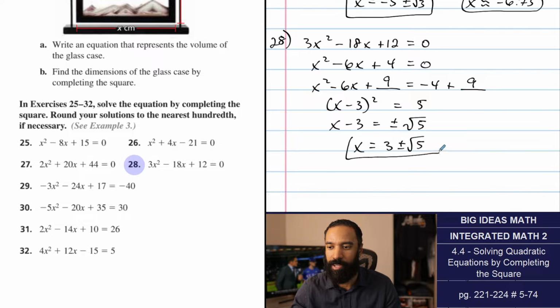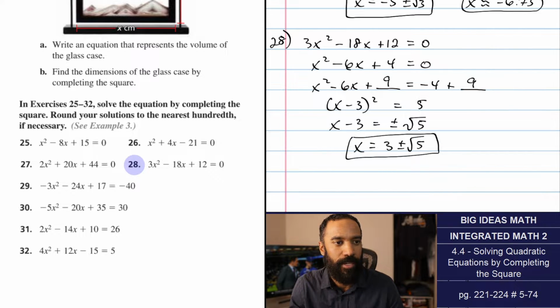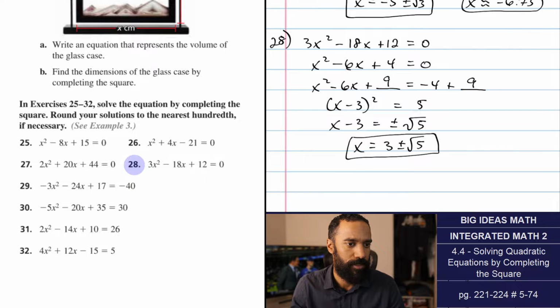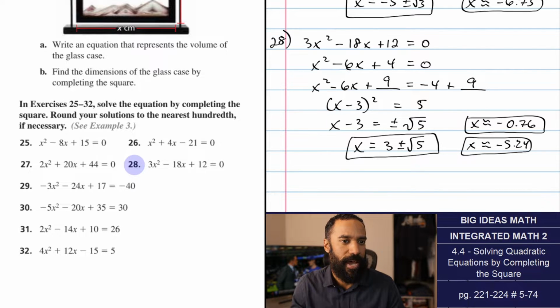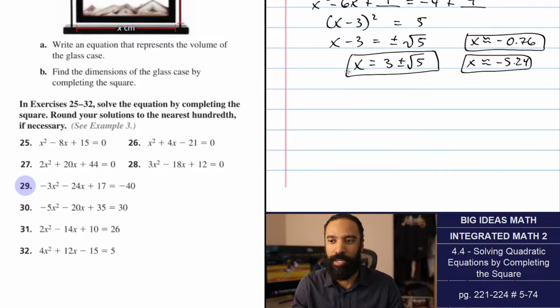My favorite answer of that, but they want us to round. And round I shall. 3 plus root 5 and 3 minus root 5. All right, 0.76 and 5.24. Oops. My bad, Joe. Number 29. So far, so good? All right, number 29.